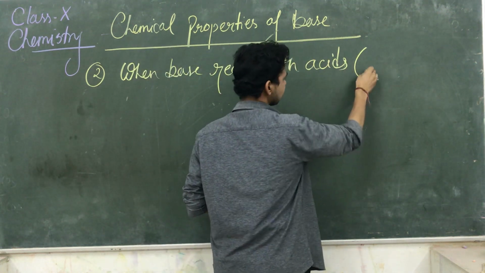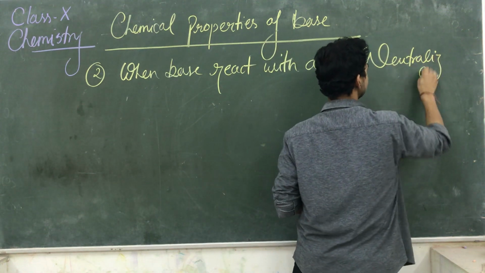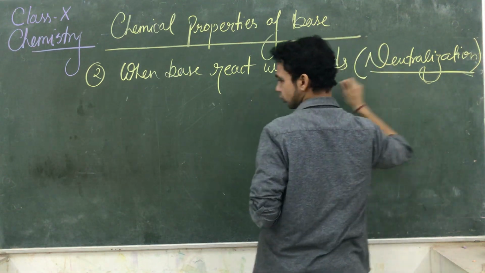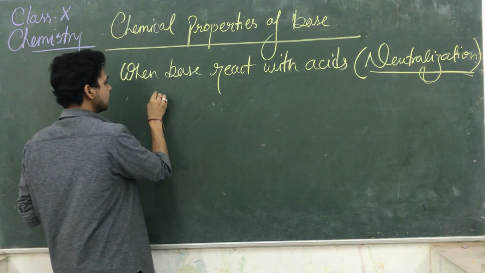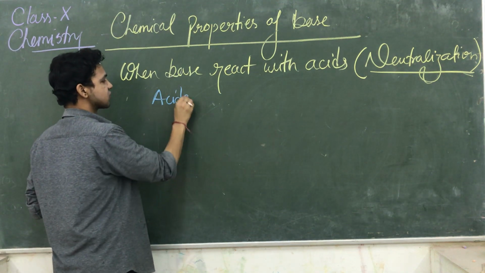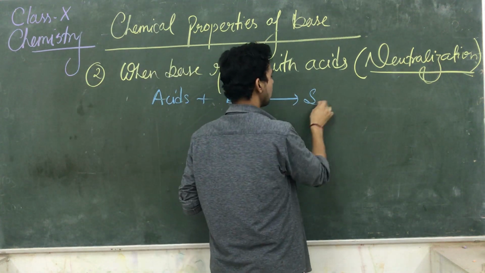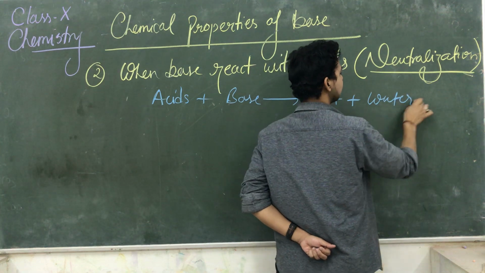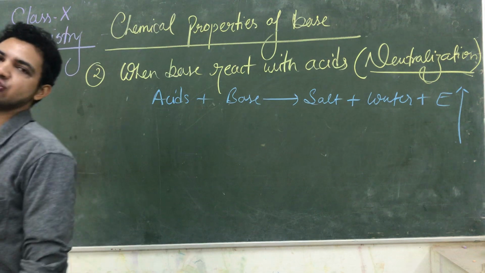When a base reacts with acids, that process is known as neutralization. What do you call this process? Neutralization process. You know very well about it, in which an acid reacts with a base and gives you salt, plus it forms water and liberates a large amount of energy. So that process is known as the neutralization process.